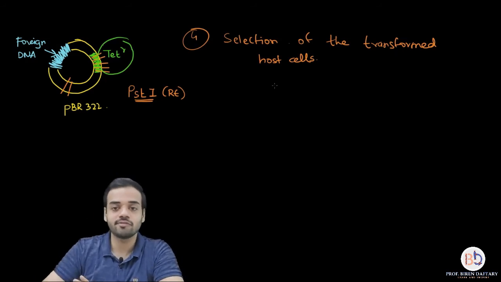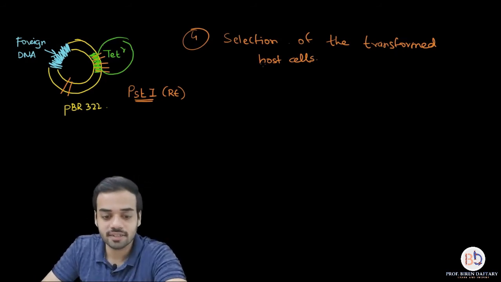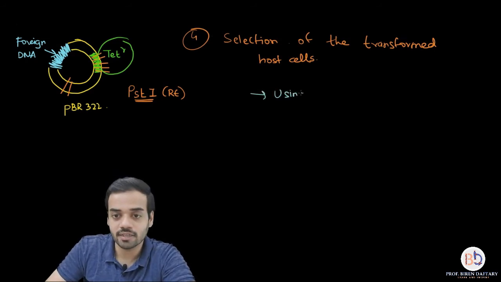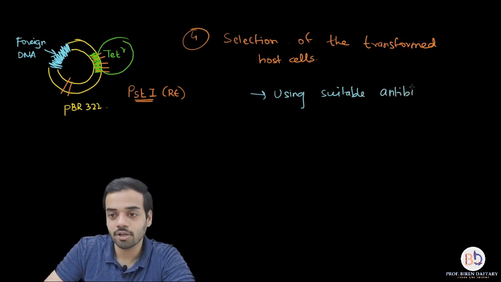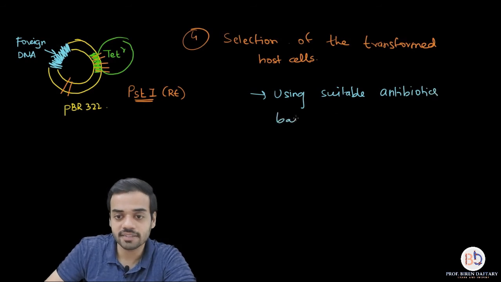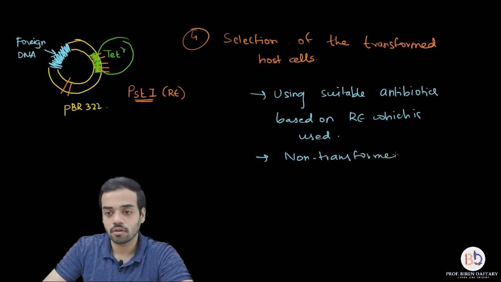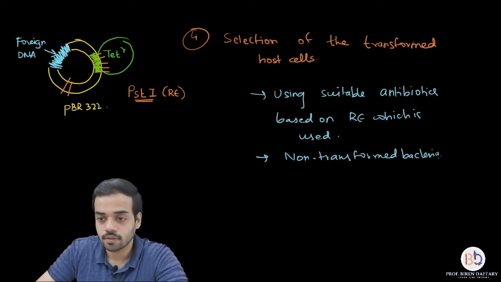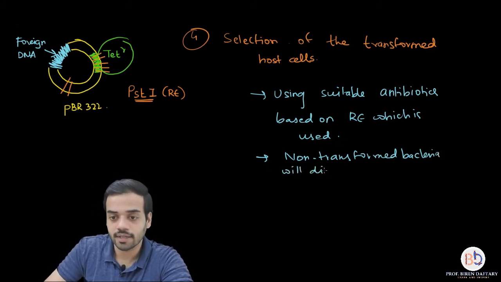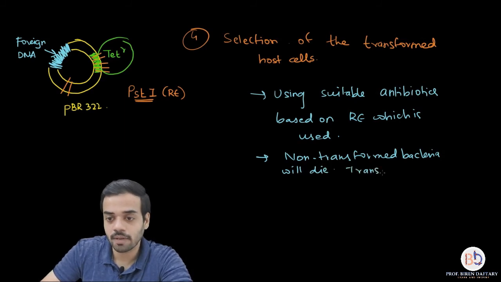So selection of the transformed host cells, how is it done? It is done by using suitable antibiotics, based on the restriction enzyme which is used. Then I will write down: non-transformed bacteria will die, whereas transformed bacteria will survive.